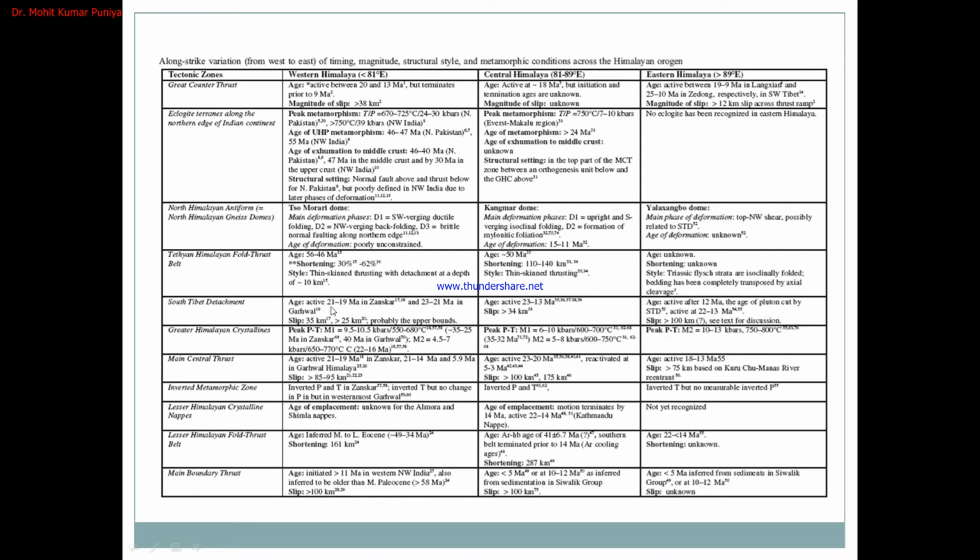So the age of both the structures in the Western Himalaya is the same, which is known as an oval thrust. Same thing in the Central Himalaya, 23 to 20 million years. So these are the oval thrusts. As we can see here, in the Eastern Himalaya, the age is very young, 12 million years. So the collision date is younging from the Western Himalaya to the Eastern Himalaya.